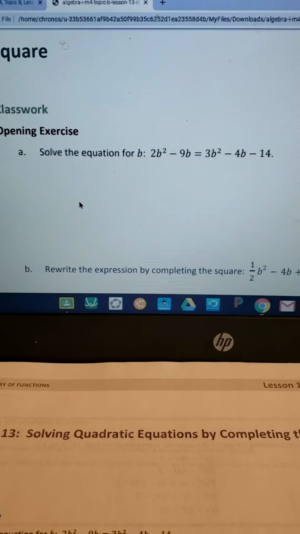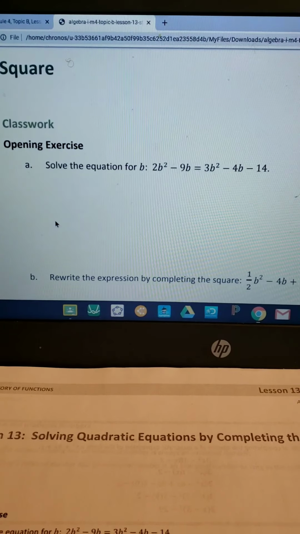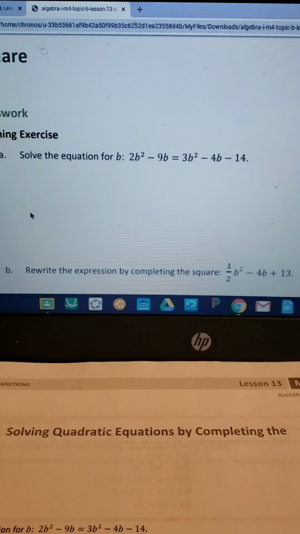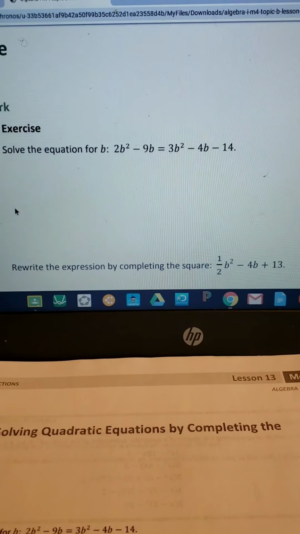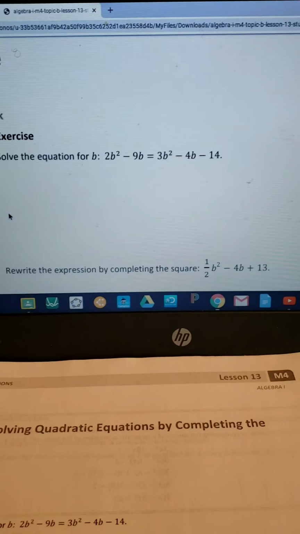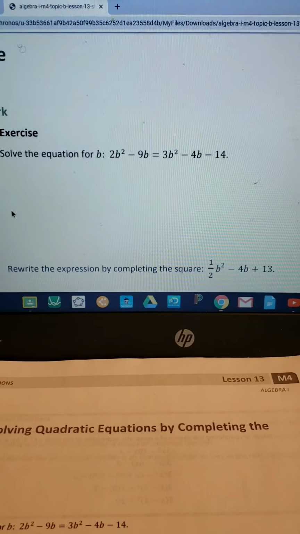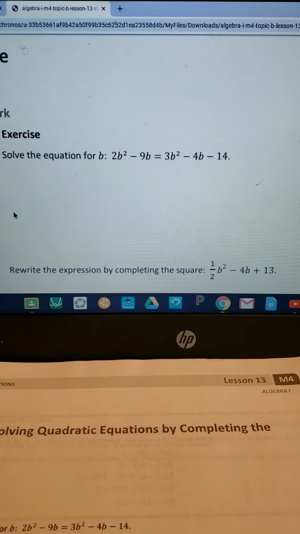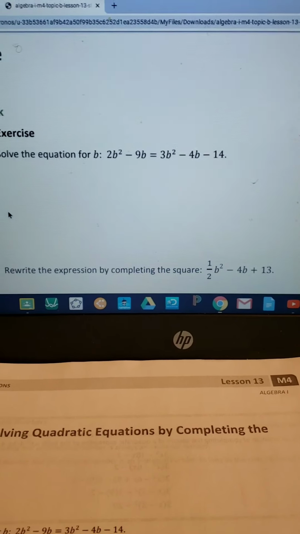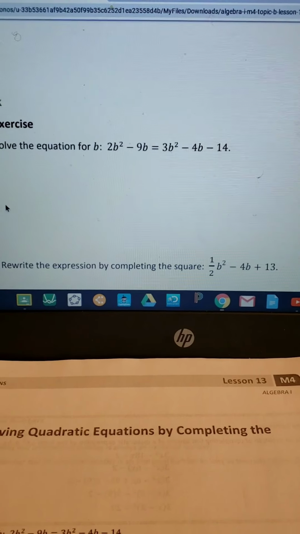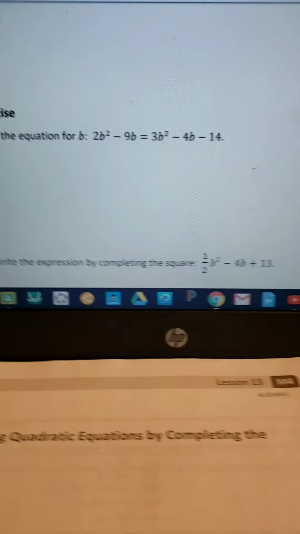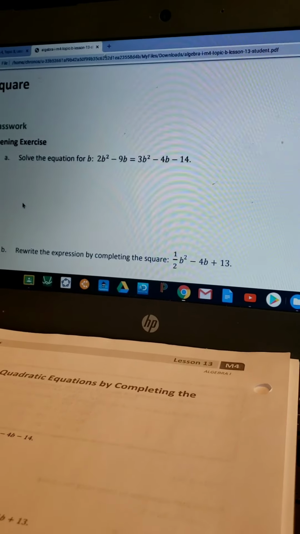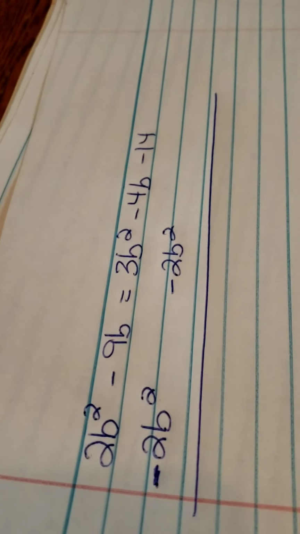All right, so the first thing I'm going to do is move everything to one side, okay? So what I want to do is move the 2b squared from the left side to the right side. To do this, I need to subtract it from both sides, okay? So take 2b squared off both sides. All right, so you should have something like this.